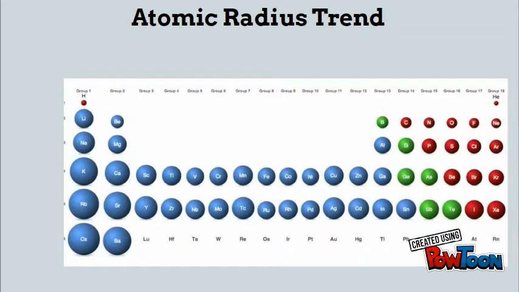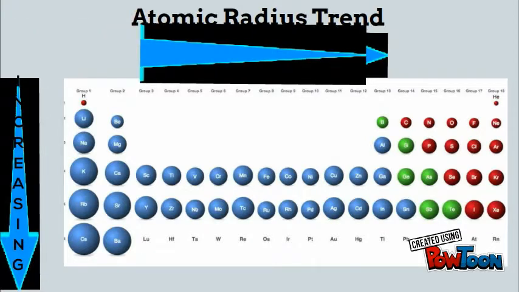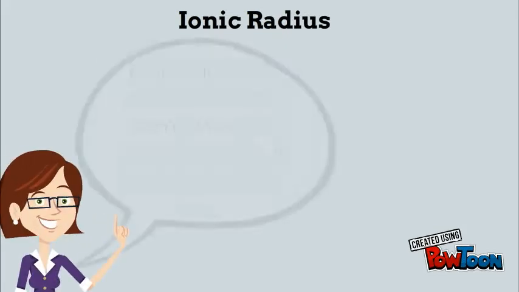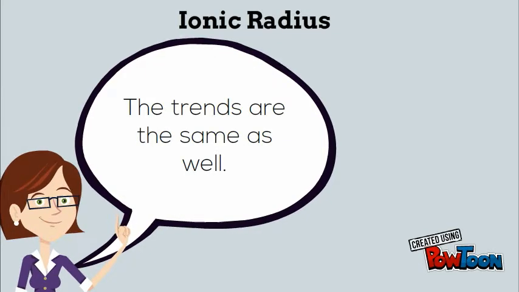Look at this table of the atomic radius trend. If you're moving from top to bottom, you're increasing in radius, and if you're moving left to right, you're decreasing the radius. Let's move on to ionic radius. Ionic radius is measured the same way as atomic radius, it just deals with ions instead of neutral atoms. The trends are the same as well.